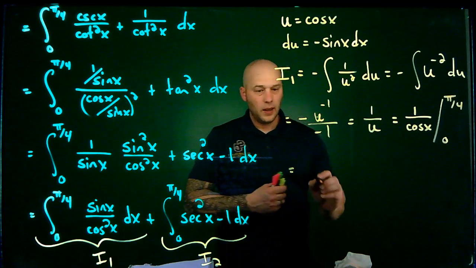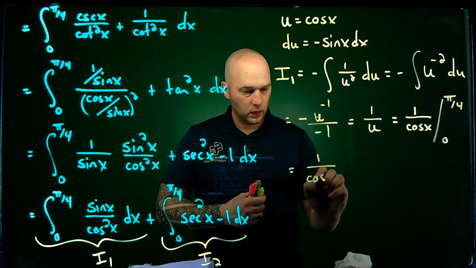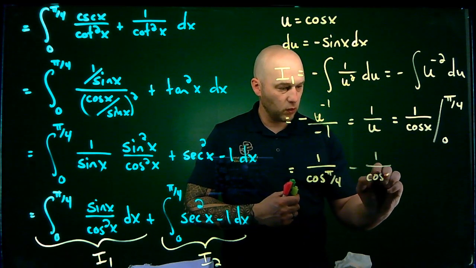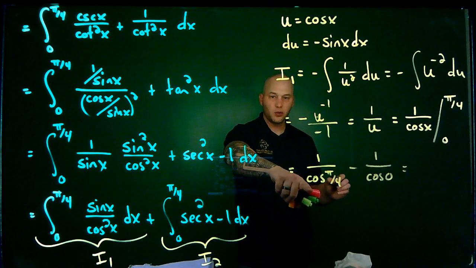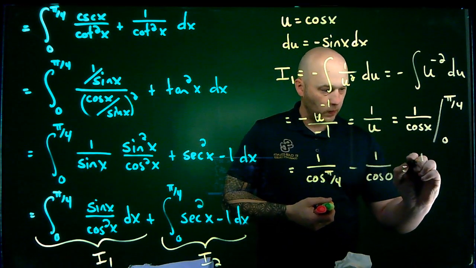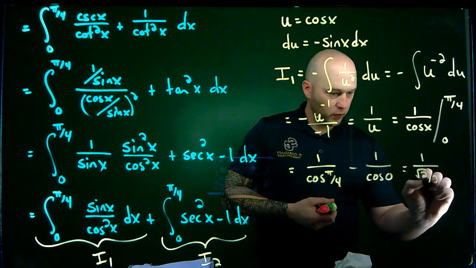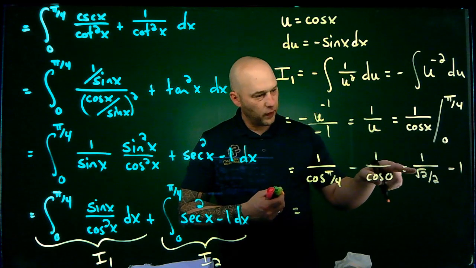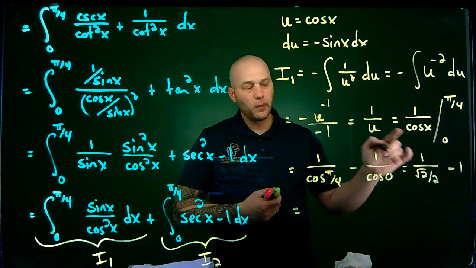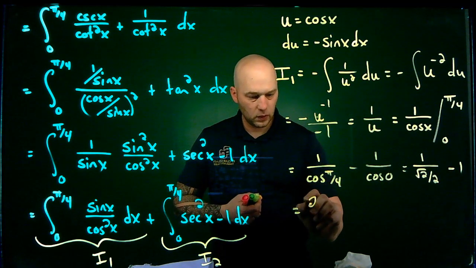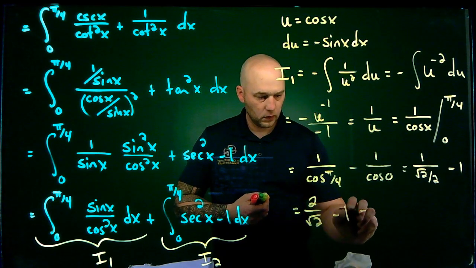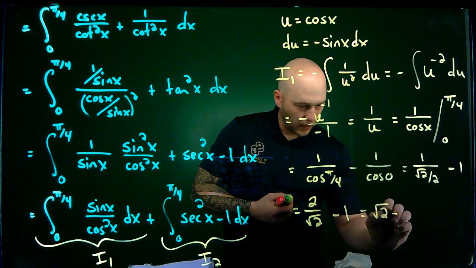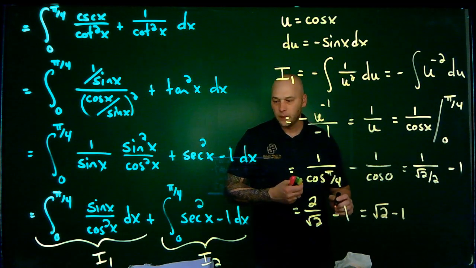Plug in pi over 4, I get 1 over cosine of pi over 4 minus 1 over cosine of 0. And cosine of pi over 4 is root 2 over 2. I get 1 over root 2 over 2. Cosine of 0 is 1, so this is minus 1. And then if I simplify 1 over root 2 over 2, in other words, flip and multiply, I get 2 over root 2. And of course, 2 over root 2 is root 2. That gives me root 2 minus 1 for the first integral.